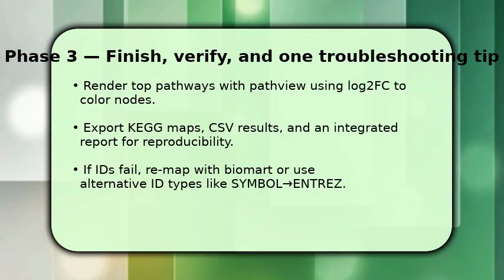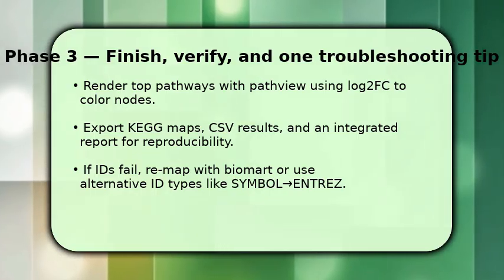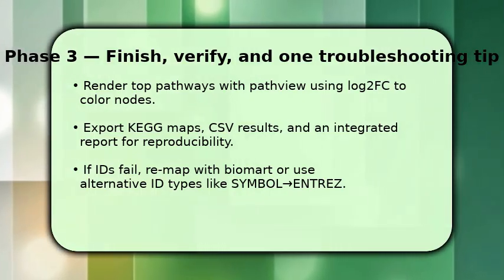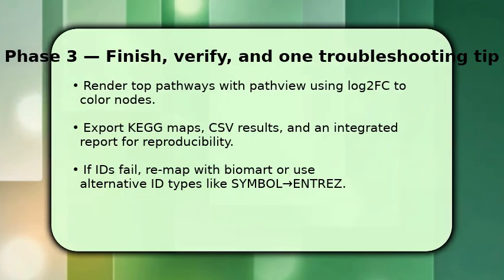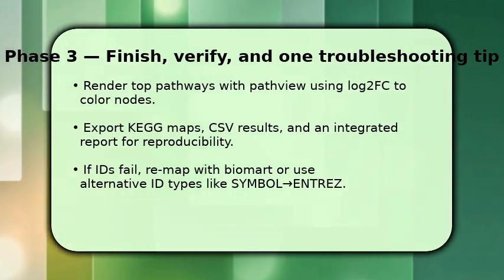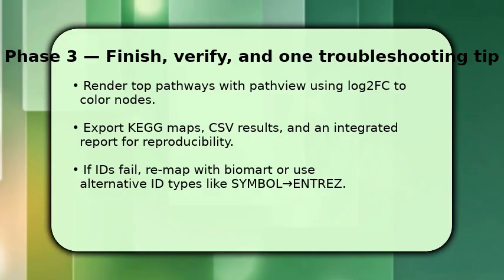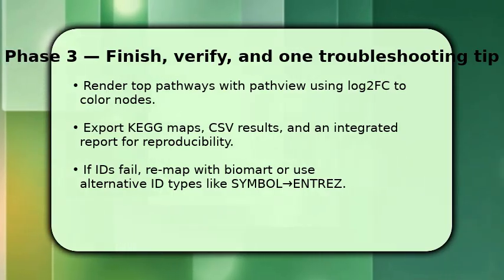You finalize by visualizing the top enriched pathways with pathview, inputting the fold change vector so nodes reflect expression direction and magnitude. Save the KEGG pathway images, the CSV of enrichment results, and an R script or notebook for reproducibility.